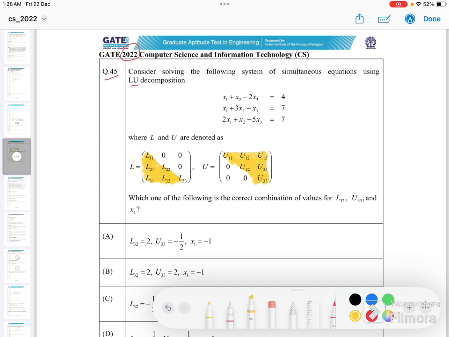What we have to find are these elements L32, U33, and also the solution, not the complete solution, but only x1, not x2 and x3, right? So let's find how we can do that.